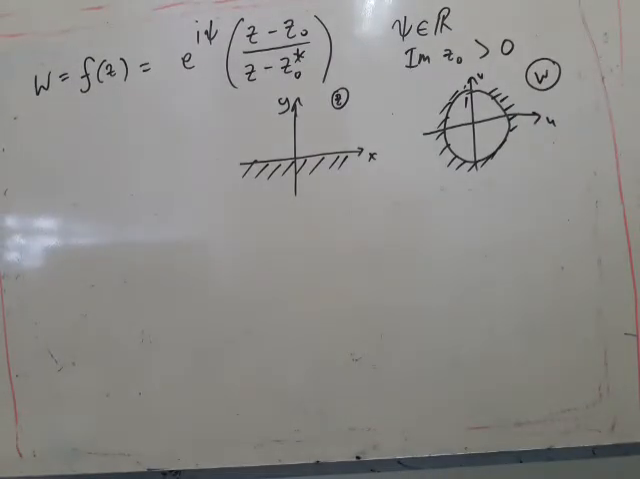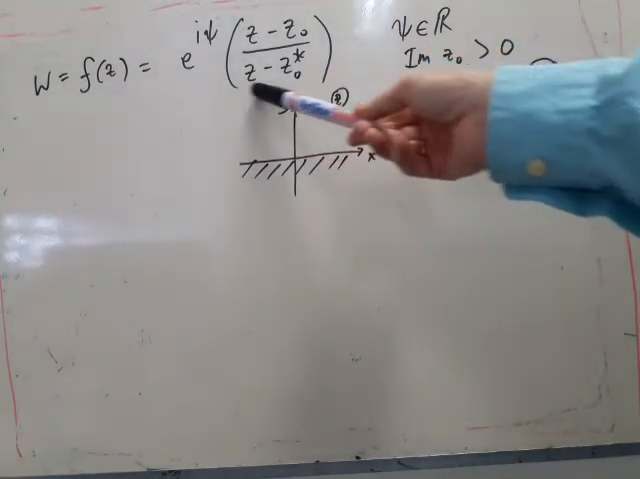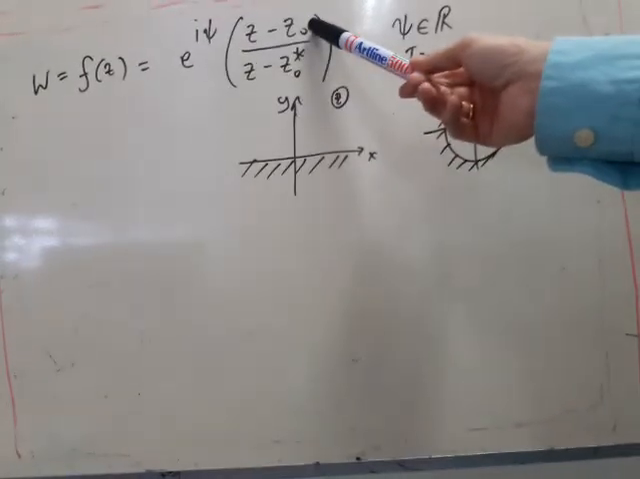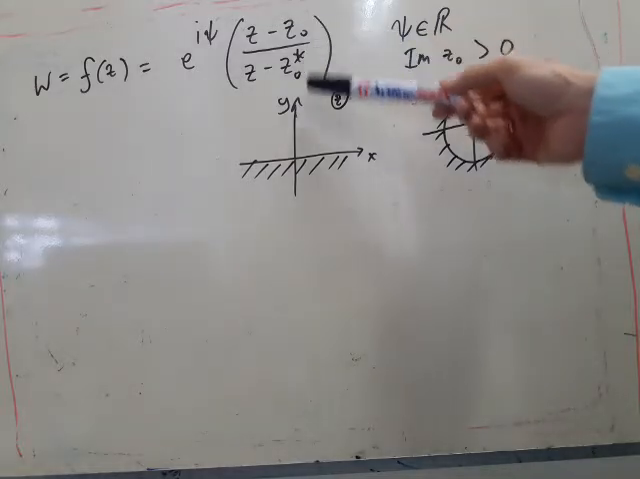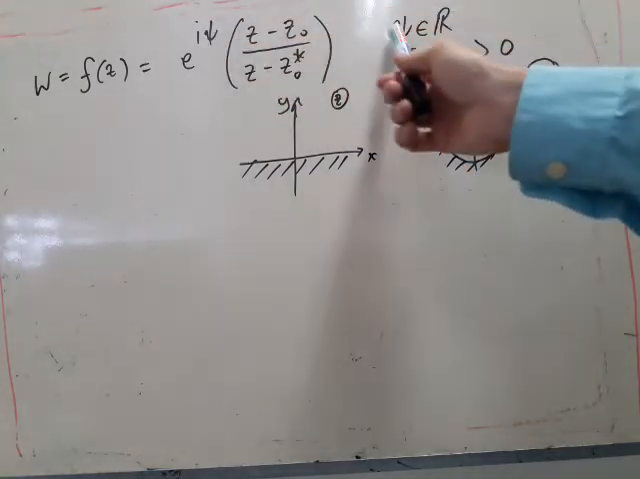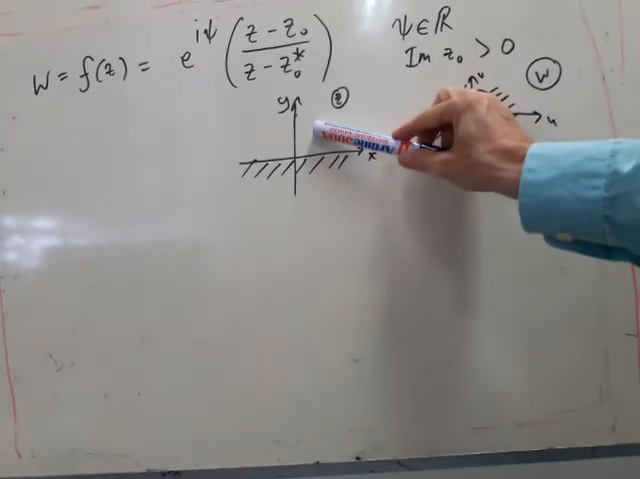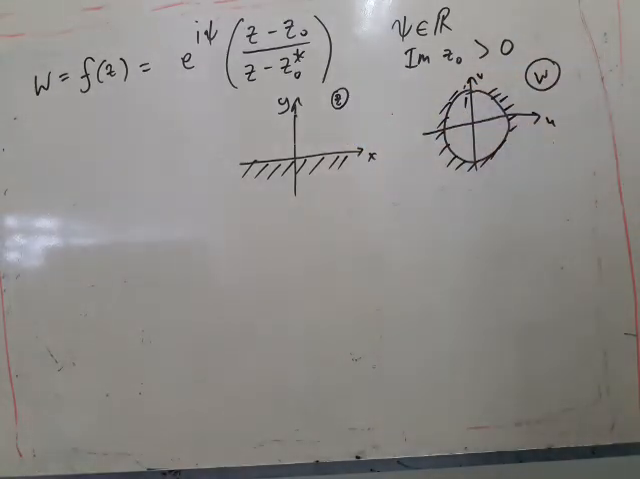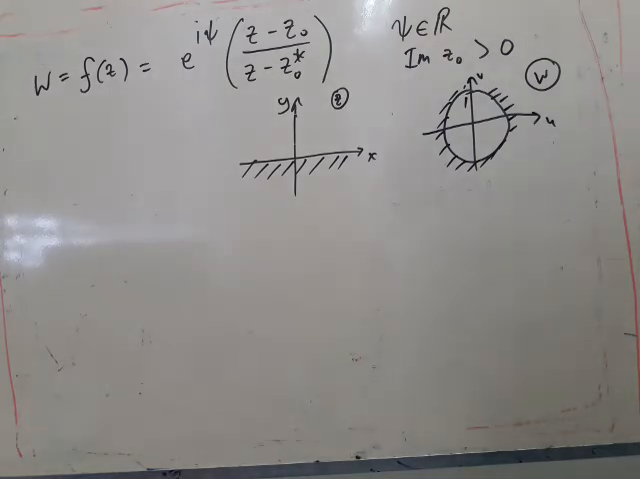So this transformation maps, where Z0 has a restriction that the imaginary part has to be greater than 0. So Z0 is some point above the real axis, and psi is just some real number. So this will map the upper half plane onto the interior of the unit circle, the unit disk. I've actually just seen an example of that where Z0 was i and psi was 0.